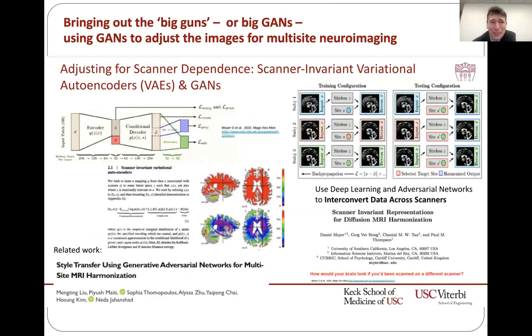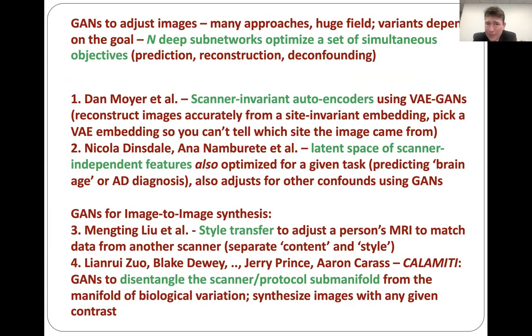So these big guns, or big GANs, so to speak, have been used in a variety of scenarios to correct even raw image data for site effects. And we'll talk a little bit about these. When you collect data at a new site, the performance of a machine learning algorithm may be catastrophically reduced because the contrast of the new scans differs. So there are a lot of methods that use GANs that adjust brain images in particular to optimize the overall performance on a task. It might be a prediction or diagnostic task. It might be an image reconstruction task, but also include deconfounding. So Dan Moyer and colleagues have been using scanner-invariant autoencoders to embed the relevant data for a task into latent space, and then just use features in the latent space, where an adversary causes this latent space to be constructed in a way where you can't tell which site the data is coming from.